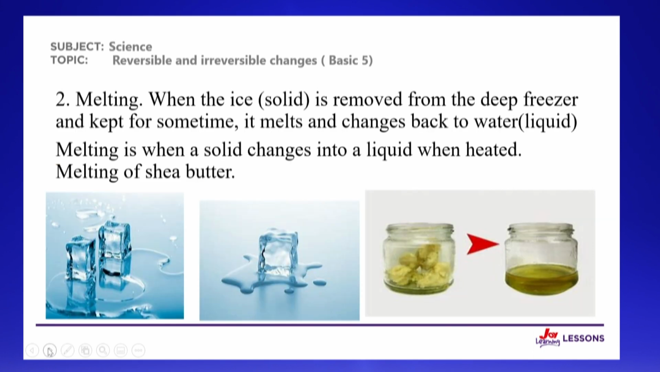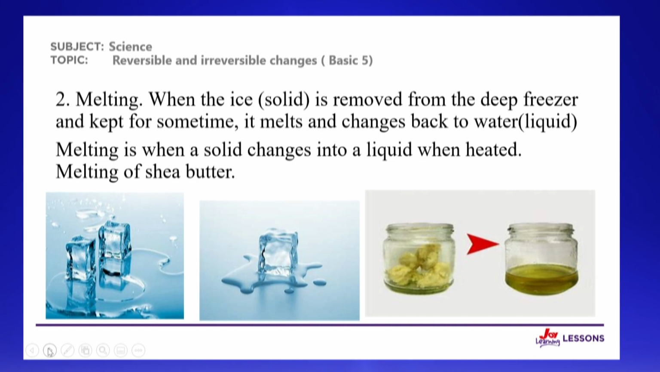All right. Another one, melting, is also a reversible change. When ice or solid is removed from the deep freezer and kept for some time, it melts. So when you remove your ice block from your freezer and put it down, it melts. You can also change it back to solid state by putting it in a freezer. Melting is when a solid changes into liquid when heat is applied to it. So melting of shea butter is also a reversible change because you can reverse it to its original state.